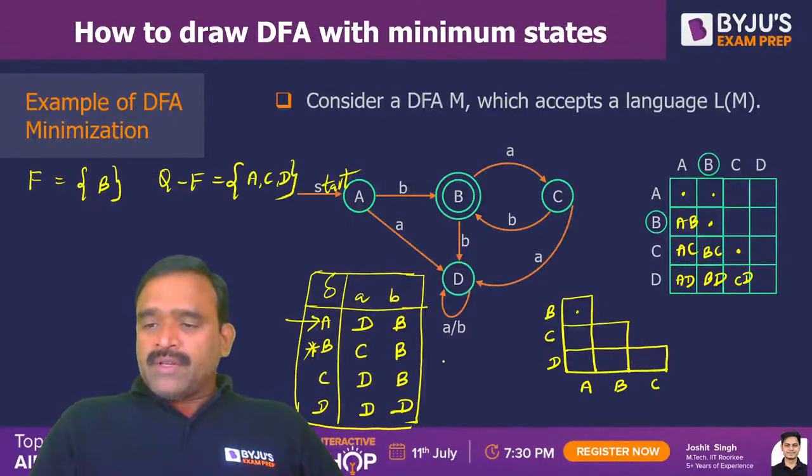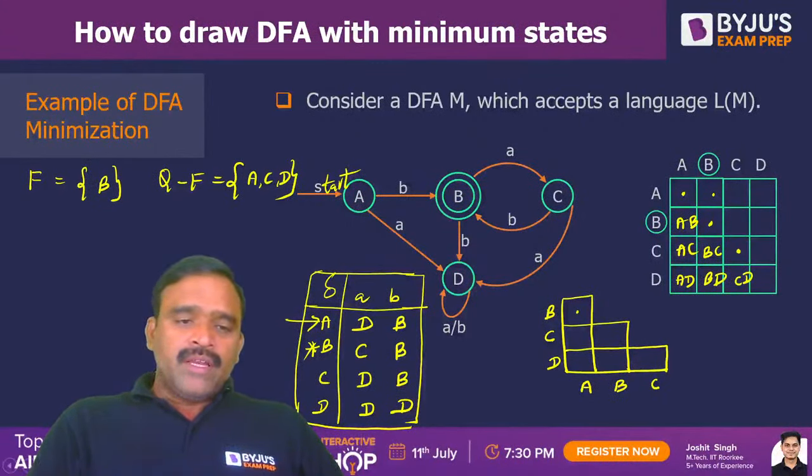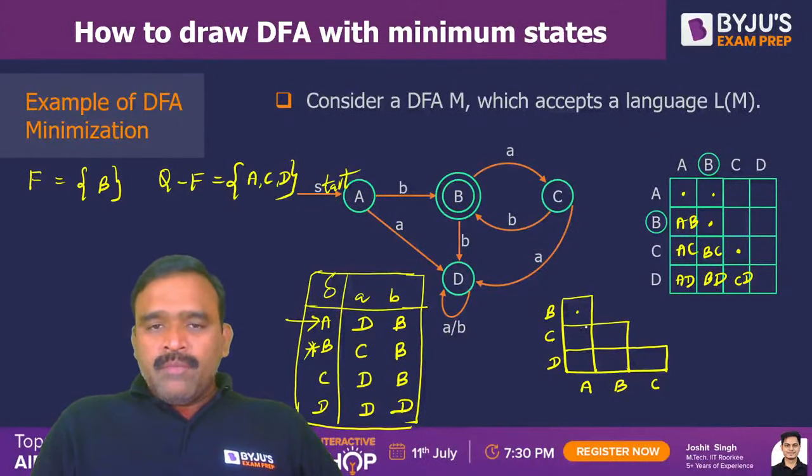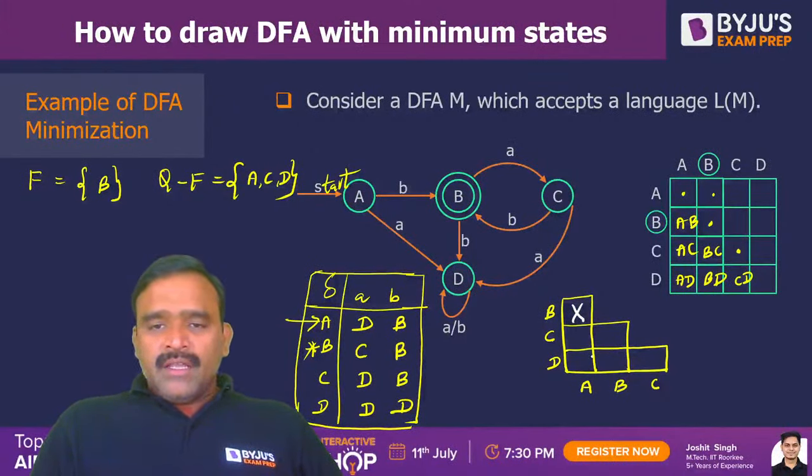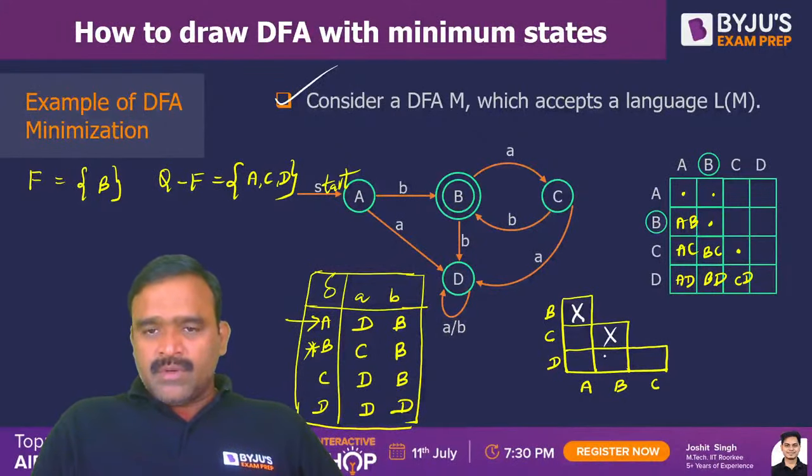As per the first step, a pair containing one final and one non-final state can be marked. So you can see AB: B is final, A is non-final. It is directly known to be distinguishable. Cross mark, they are not equivalent. And AC, AD both are non-final, they are not directly known to be distinguishable. Next, BC: B is final, C is non-final, so it is marked. BD: B final, D non-final, so it is marked. So AC, AD, CD are the pairs not directly known to be distinguishable.